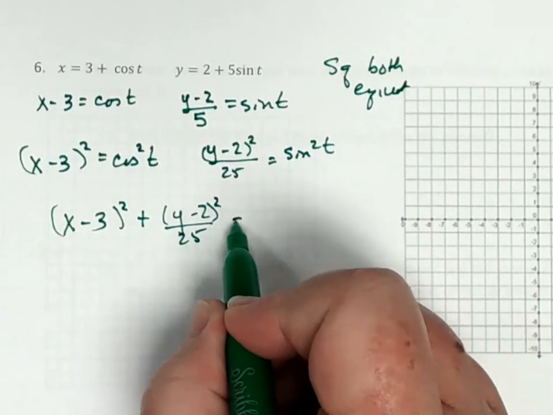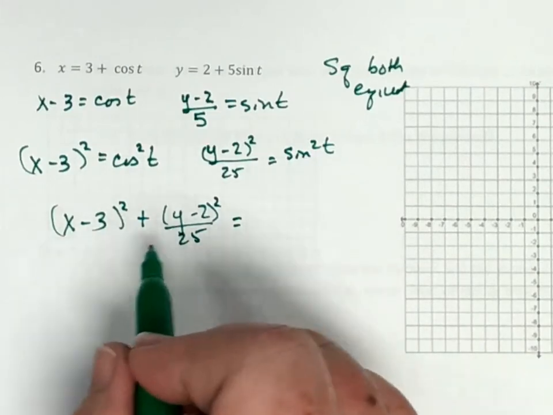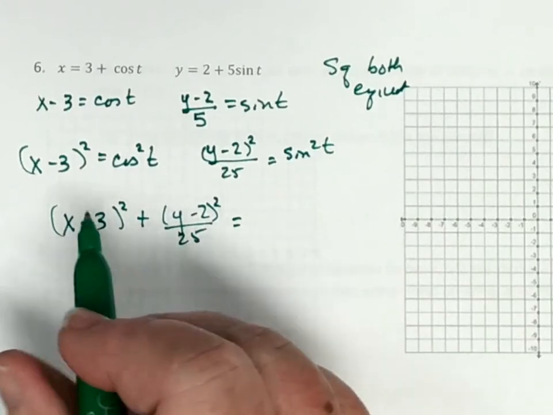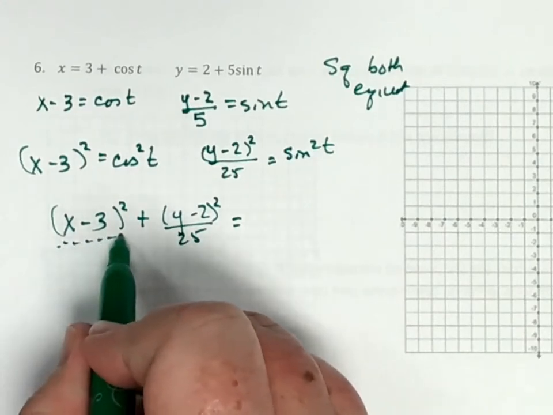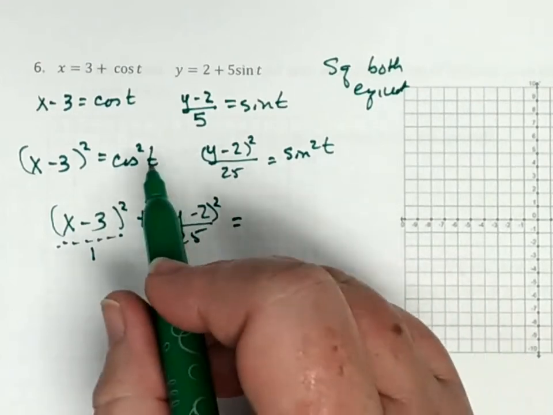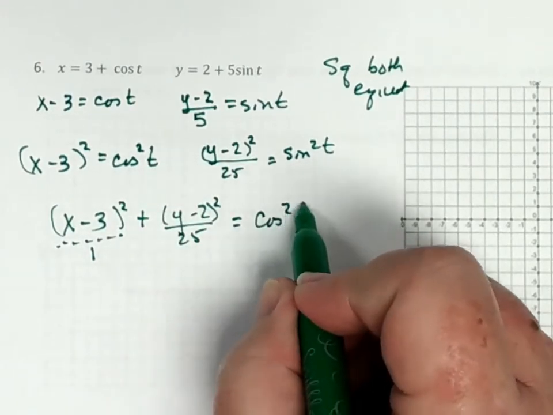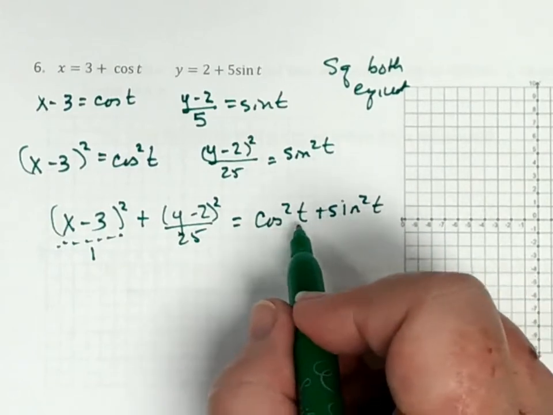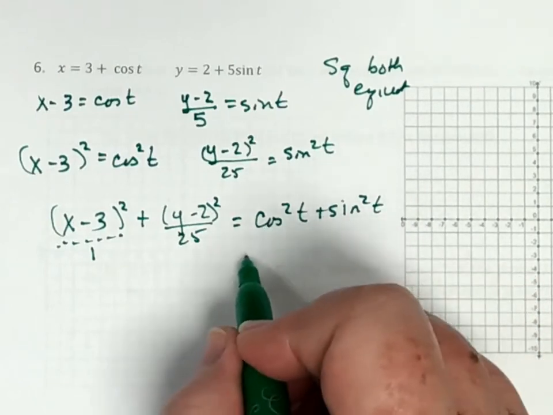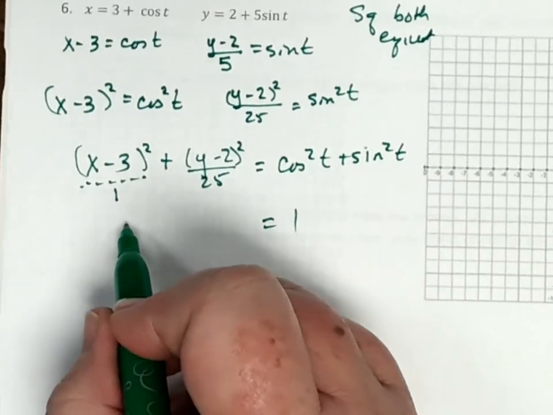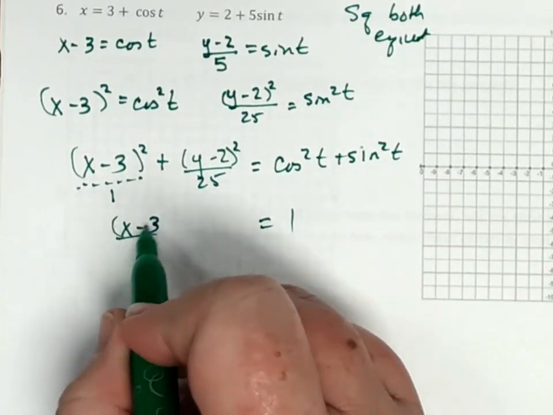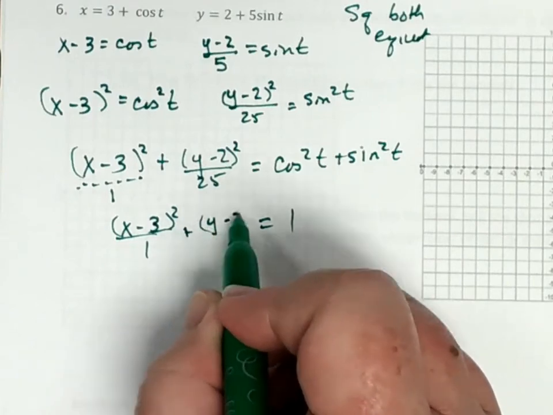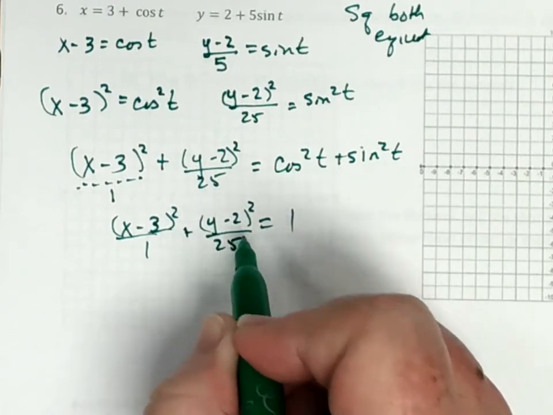Equals. They don't have a common denominator. We can't actually add them together. But we're okay with leaving it like this right now. Just remember, this is actually over 1. Equals cosine squared t plus sine squared t. We remember from last time that that cancels, and that's just equal to 1. So x minus 3 all squared over 1 plus y minus 2 all squared over 25.